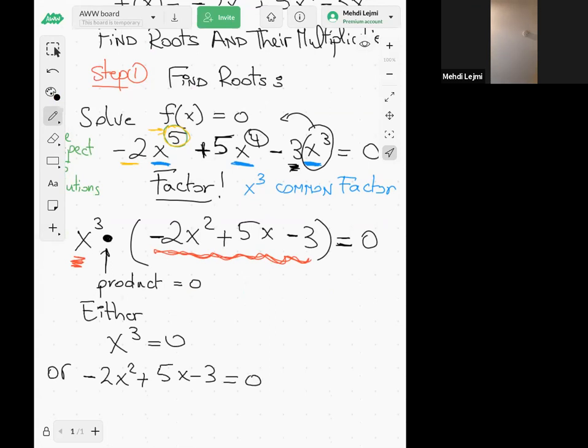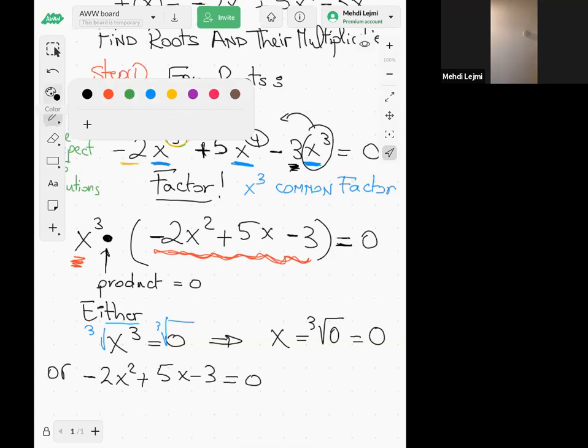Right? So I have 2 equations to solve. X cubed equal to 0. If you apply the third root on both sides, then your x would be equal to the third root of 0. But 0 times 0 times 0 is 0. So third root of 0 is just 0, right? So my x is equal to 0. So that's my first solution, or my first root.